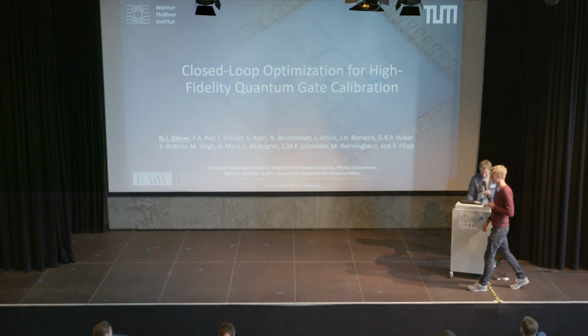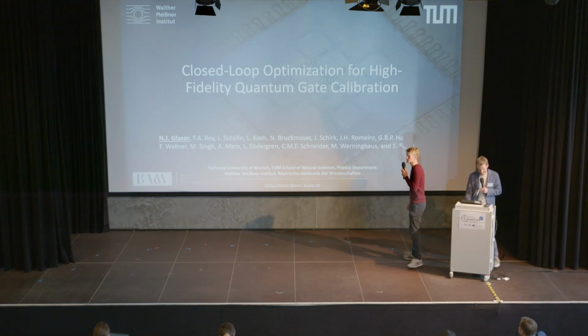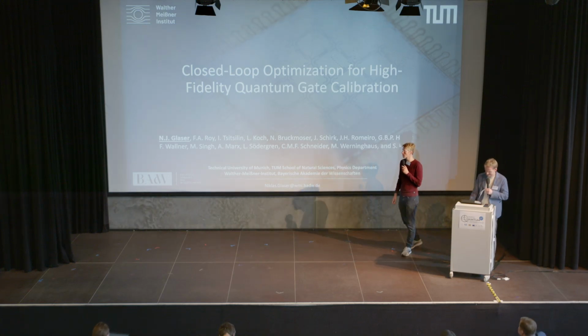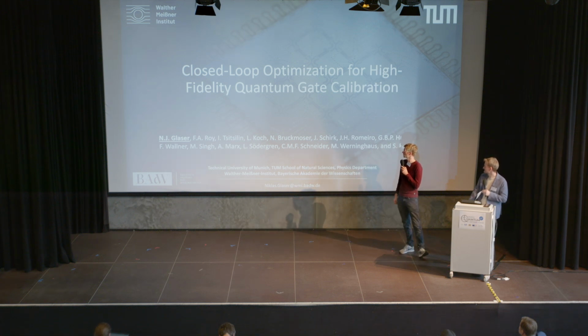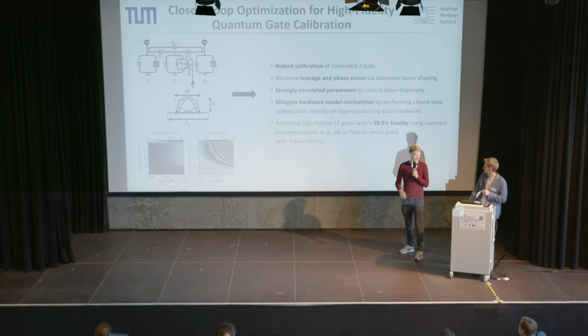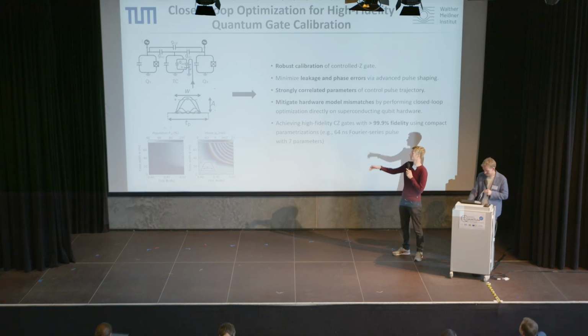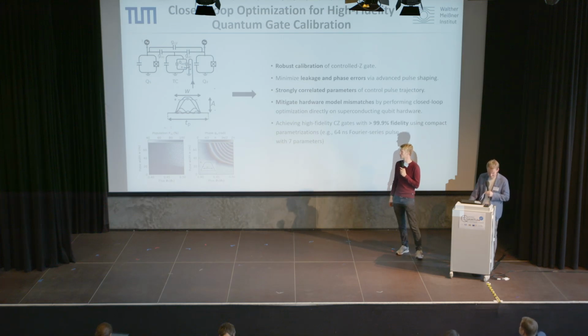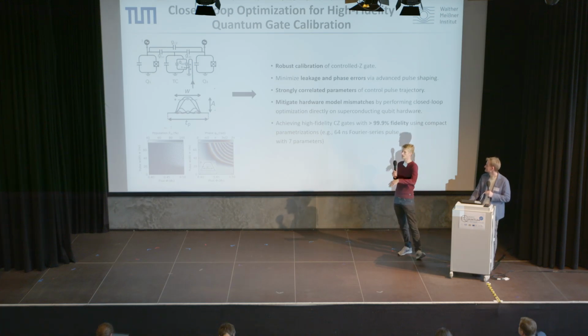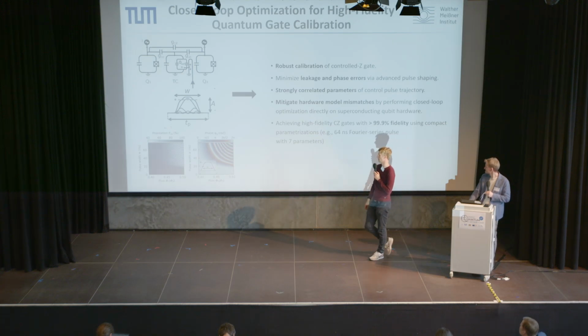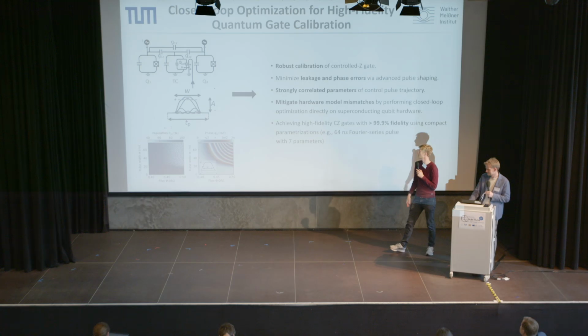Here we go. Hi, I'm Niklas Glaser from the Walter Meissner Institute, and we are a bit closer to the hardware and really looked at the optimization of quantum gates. For example, you want to optimize a pulse which goes into your quantum circuits, and what you really need is a robust calibration of this pulse. And for example, you want to minimize leakage and phase errors, which may get into complex optimization landscapes.